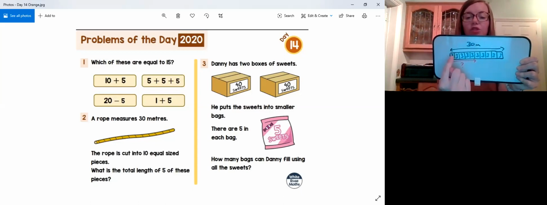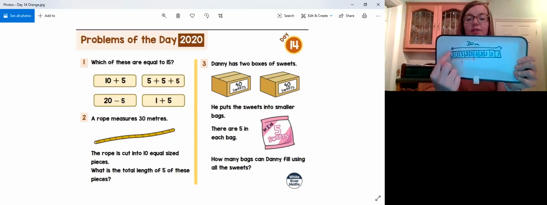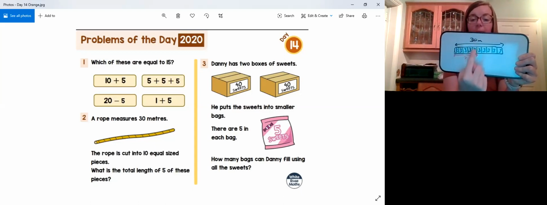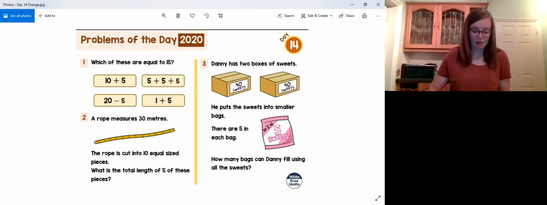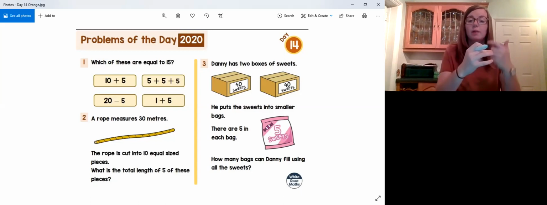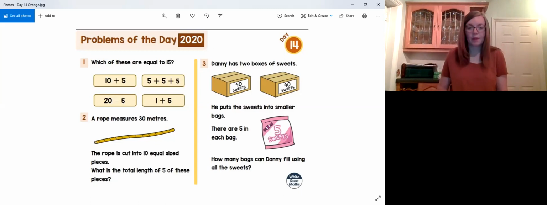Well, next, I want to know how long 5 pieces of the rope are together. So I'm going to take these 5. So I could do 3 plus 3 plus 3 plus 3 plus 3. Or we know that this is 5 lots of 3. So if I do my 5 times table, 5, 10, 15, or my 3 times table, 3, 6, 9, 12, 15, I know that 5 pieces of the rope equal 15 meters. Now, we took that through every step.